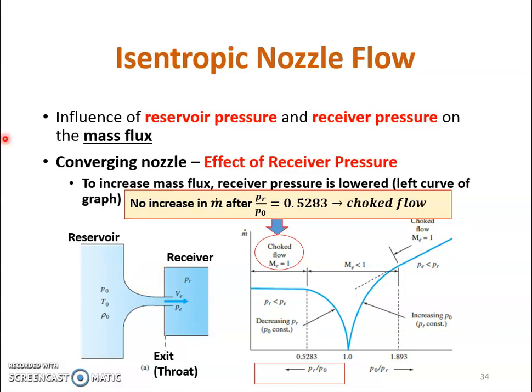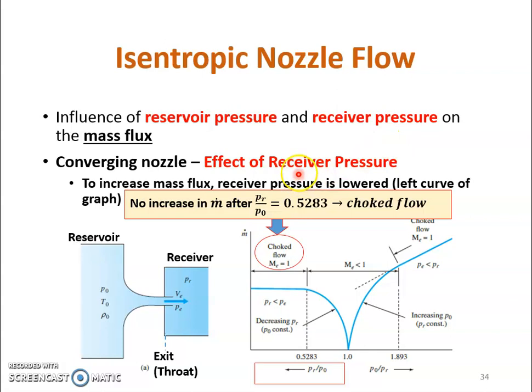So the most important effect is on the mass flux. We want to see whether we can actually have a greater mass flux. How can we increase the mass flux with the influence of the reservoir pressure and also the receiver pressure for the nozzle, related to this nozzle flow?